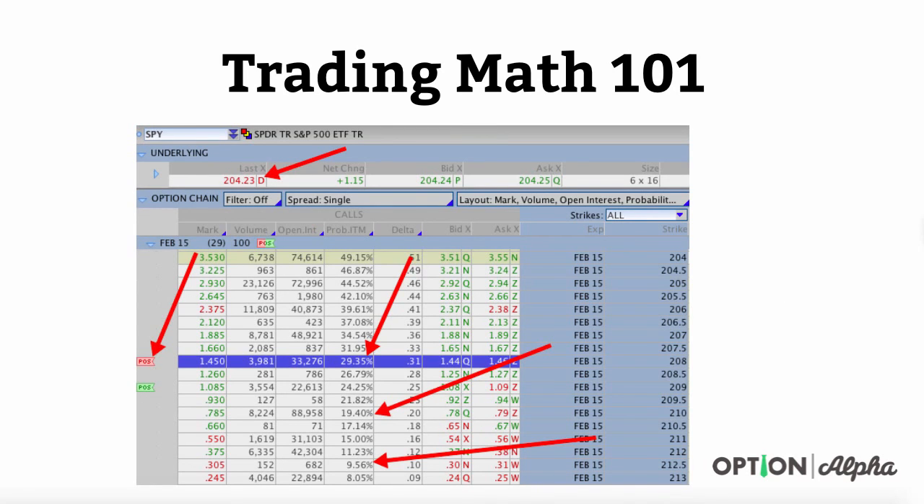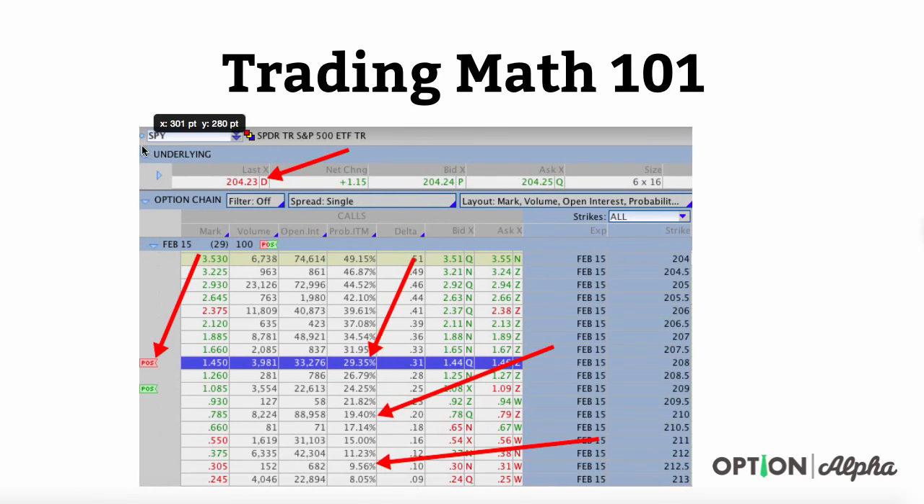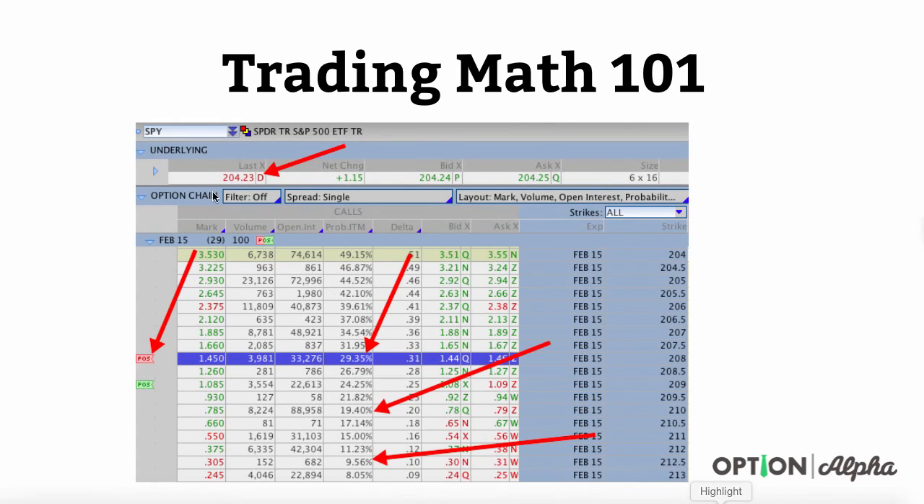So let's look at a really specific example here. This is a trade tab of SPY, which is the S&P 500 index. And currently SPY is trading right at 204.23. Now, the next month out is February contracts, which are 29 days out. You can see that we are in a position right now where we're selling a spread or selling options above the market at the 208 strike price.